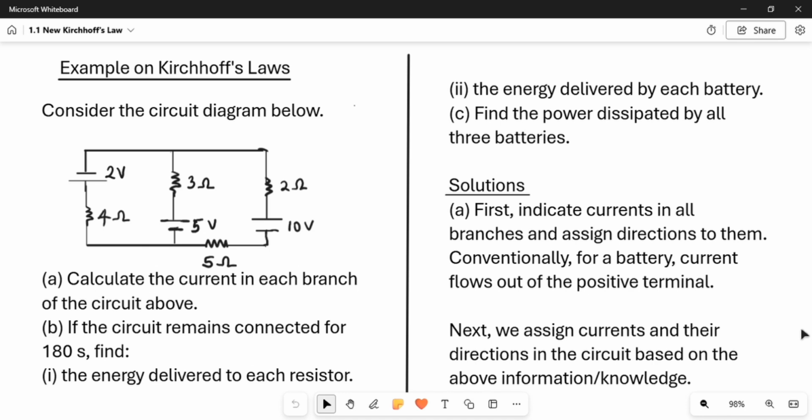In this particular lecture, I just want to look at a particular example under Kirchhoff's law. We have a circuit diagram here, and in that circuit diagram, we are asked to calculate the current in each branch. That's for part A.